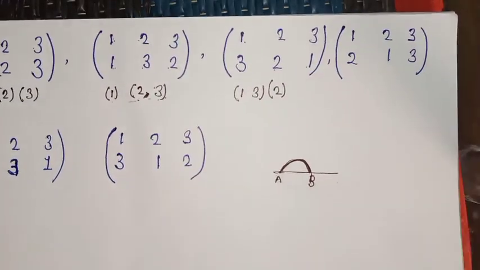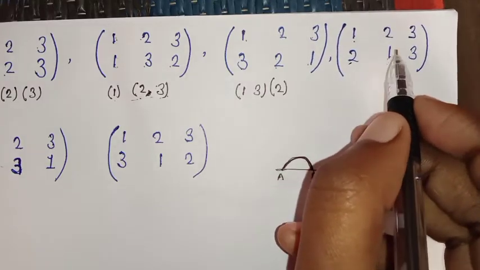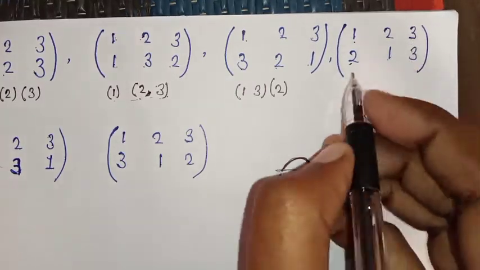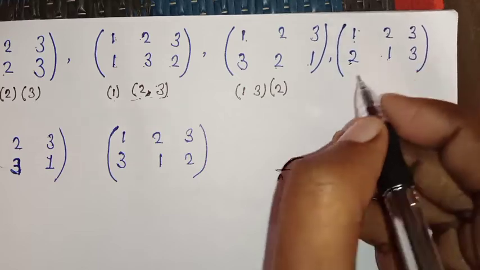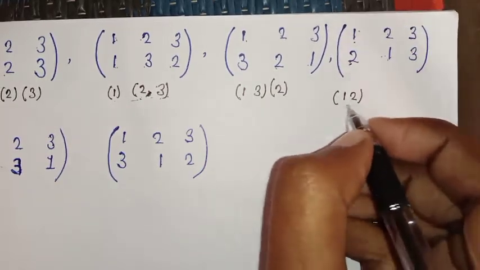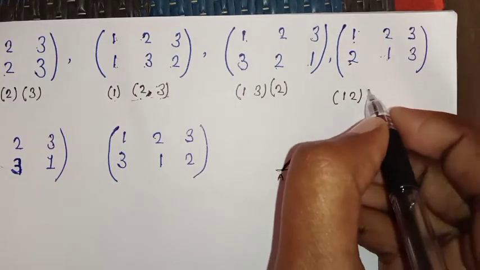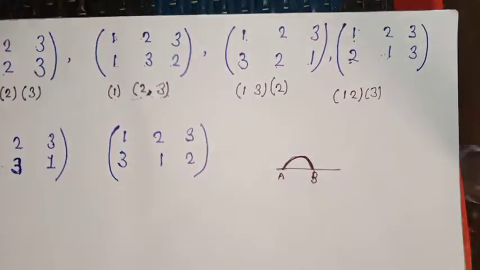If we see our fourth element, then 1 is going to 2, 2 is going to 1, and 3 is going to 3. So we start from 1 and reach 1. Then (1 2) is the cycle and it is of length 2. And 3 is going to 3, so we can write it as (3).